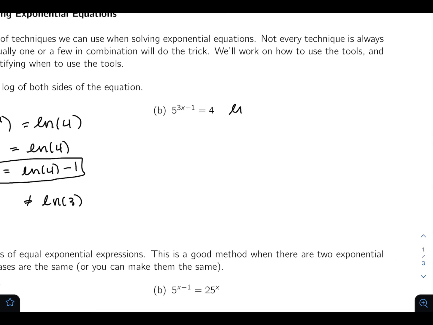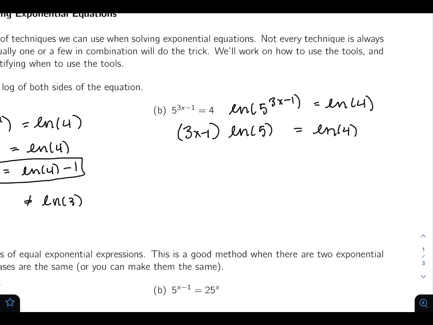In b, I will still take the natural log of both sides. But unfortunately now, I'm not going to be able to do that cancellation property. I have the natural log of 5 to the 3x minus 1, not the natural log of e to the 3x minus 1. So instead of using that cancellation property, I can try to use a different technique, being our log law 3, the one that turns exponents into a multiplier out in front. So I can go ahead and write this as 3x minus 1 all times the natural log of 5 is equal to the natural log of 4.